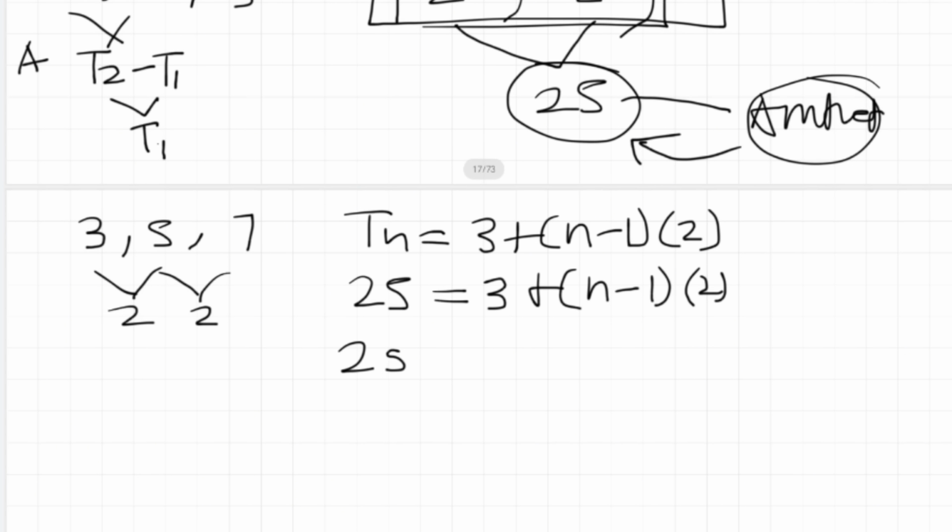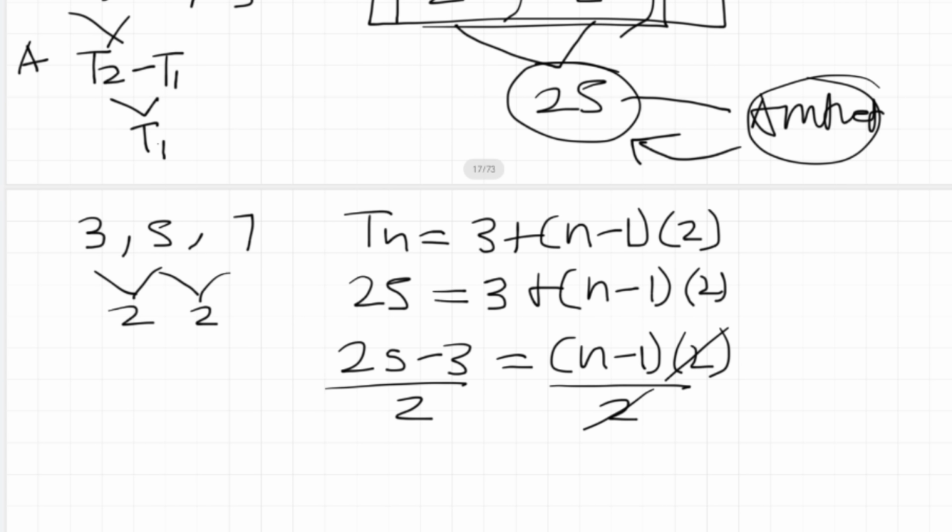So what I like to do, I solve these things in this way. I think this one is the easiest one for me. And I divide both sides by 2. This is going to cancel this. If you punch this in your calculator, you're going to get 11, which is equal to n minus 1.